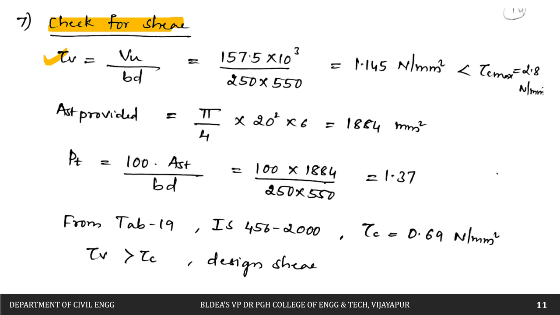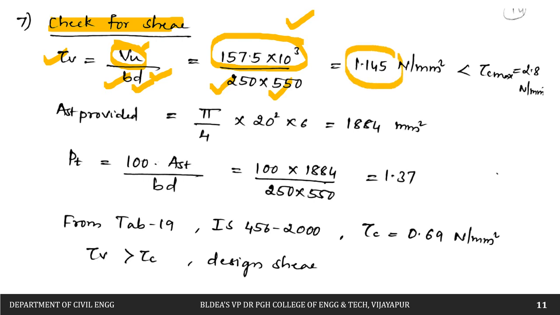It has to be checked with tau c value. So tau v is equal to Vu by b into d. Vu is nothing but the shear we have already calculated, that is 157.5 into 10 raised to 3 divided by b is 250 and d is 550. So if you calculate, we'll get the answer as 1.145 newton per mm square. So that has to be checked with tau c max.